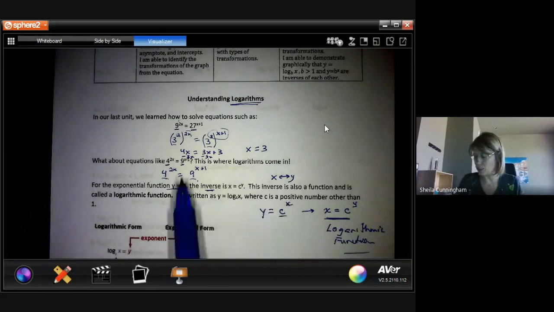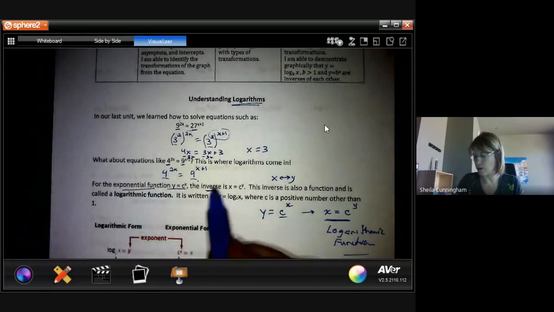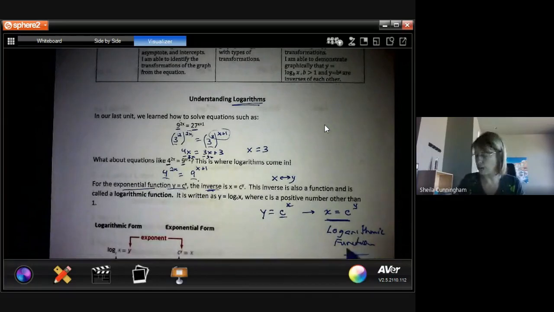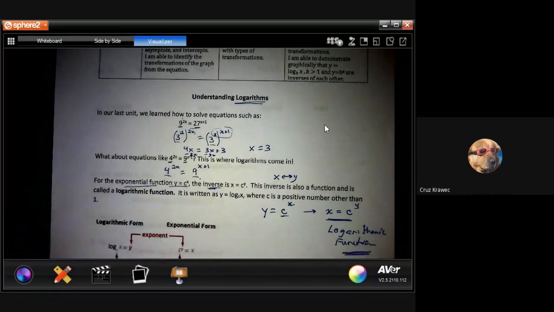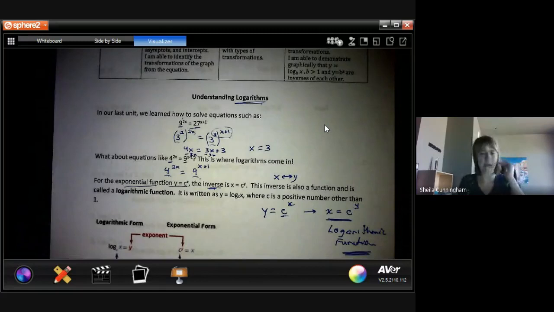But in this instance, when we're looking at an exponential function and we take the inverse of it, we actually create that logarithmic function. So that's going to be a critical piece moving forward, that basically an exponential function, when we take the inverse of it, becomes a logarithmic function, okay?